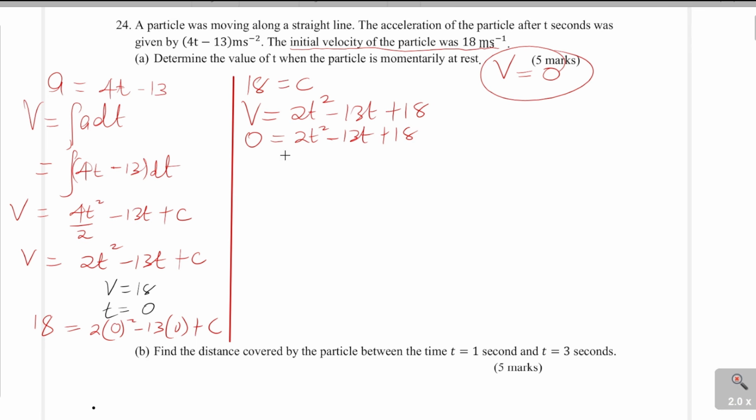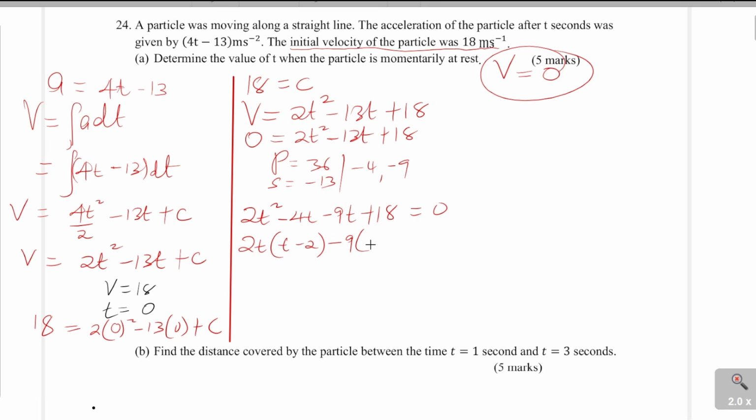So use factorization. Look for two numbers whose product is 36 and the sum is negative 13. This is negative 4 and negative 9. So 2t squared minus 4t minus 9t plus 18 is equal to 0. Factorize: 2t is common, t minus 2; minus 9 is common, t minus 2. So 2t minus 9 multiplied by t minus 2 is equal to 0.